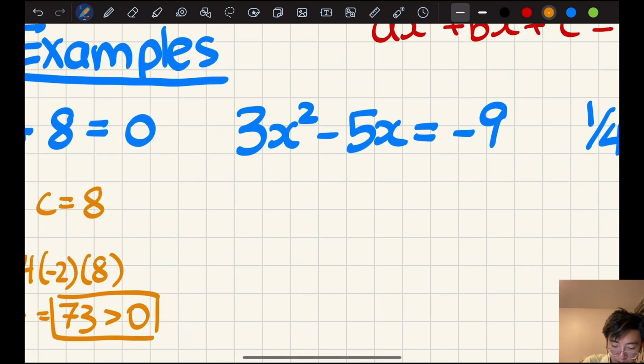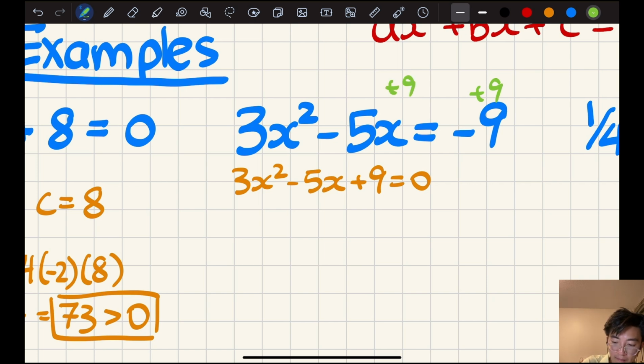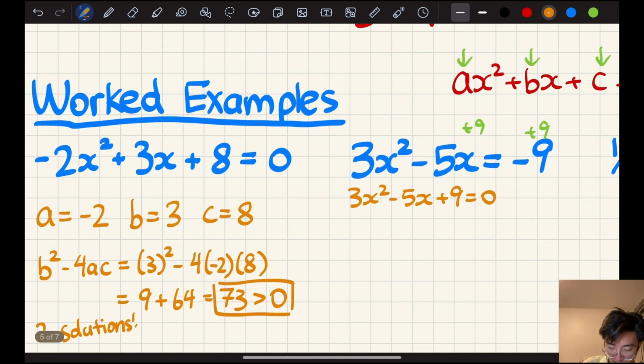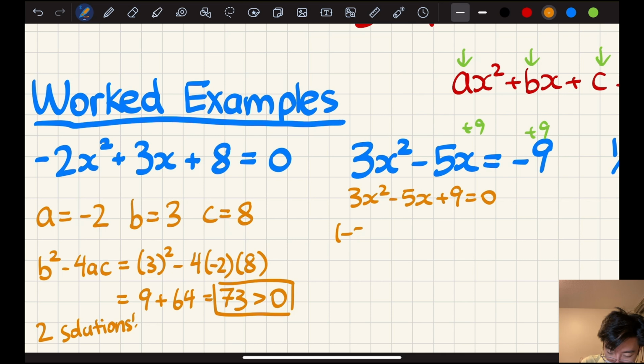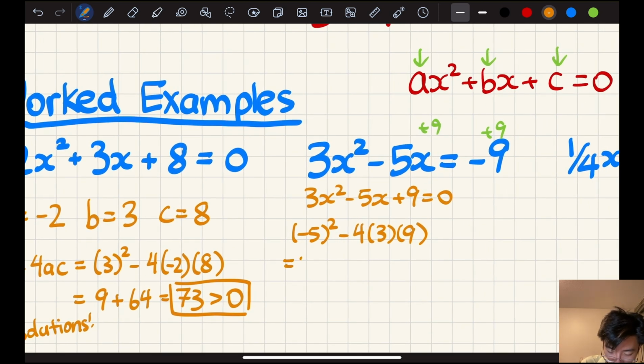Moving on to this question here, we can quickly rearrange this. We bring the 9 over, so we add 9 to both sides. From there, same thing, b squared minus 4ac. In this case, the b is negative 5. Remember, we always have to include this negative sign right here. So b is negative 5, so negative 5 squared minus 4 times a, which is 3, times 9, which is c. This will fetch us 25 minus 12 times 9, so 4 times 3 times 9, 12 times 9, which is 108.